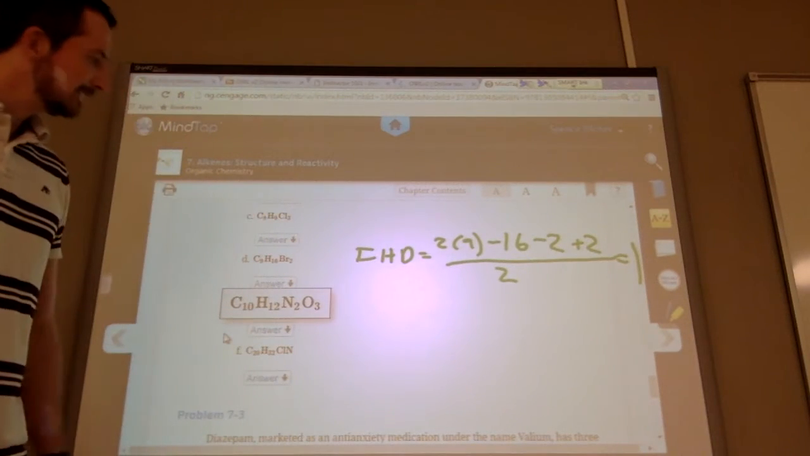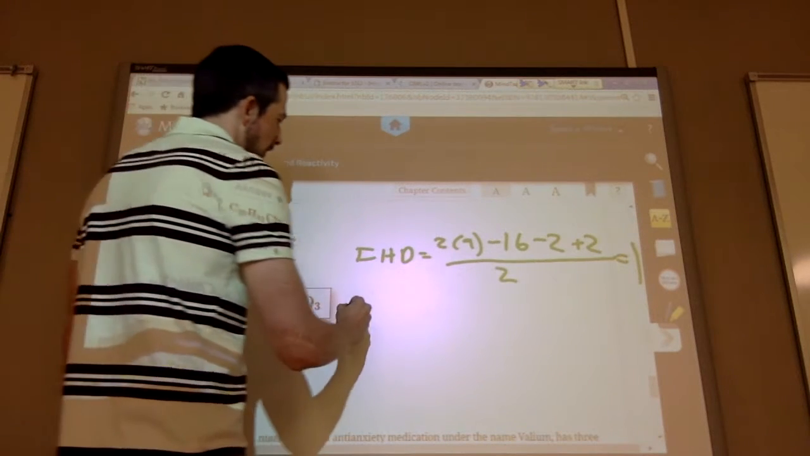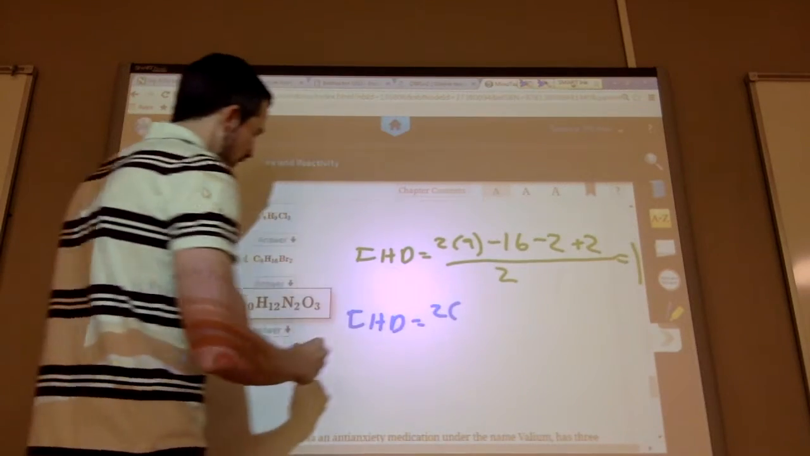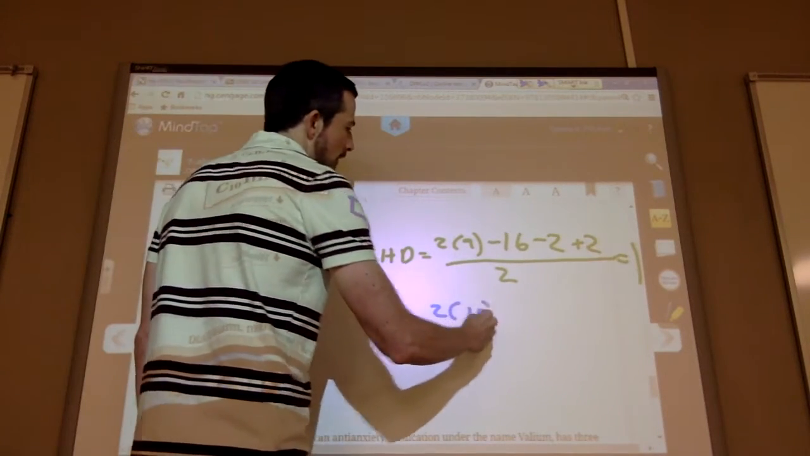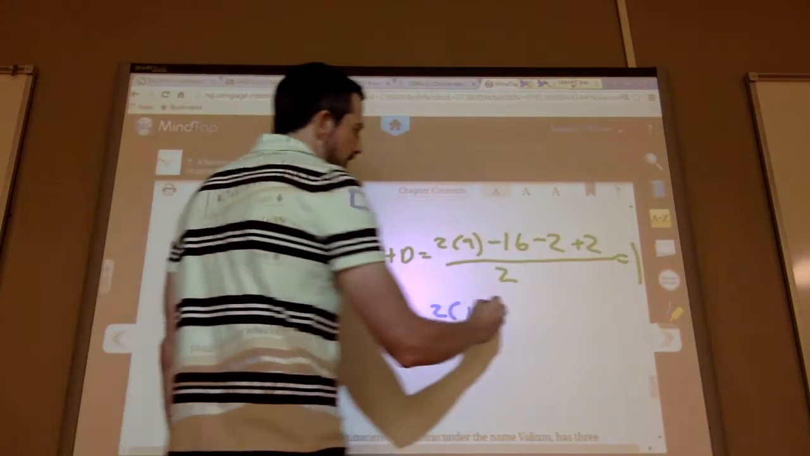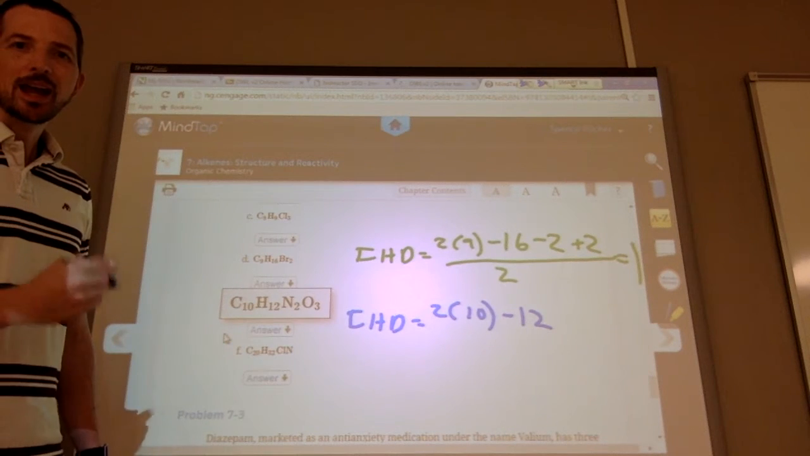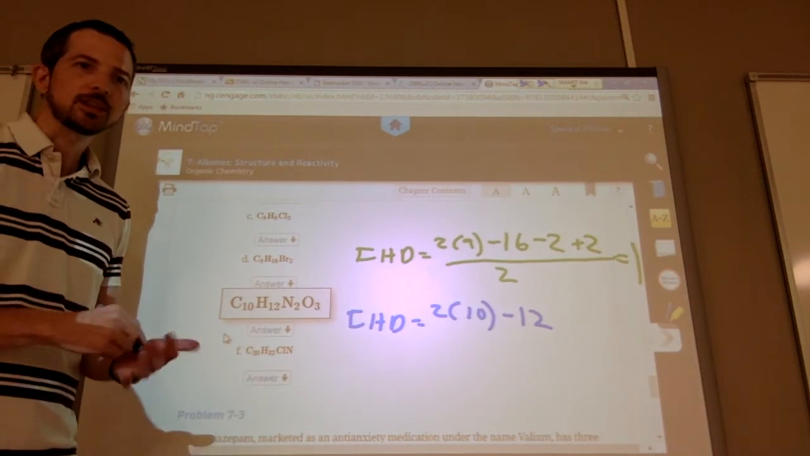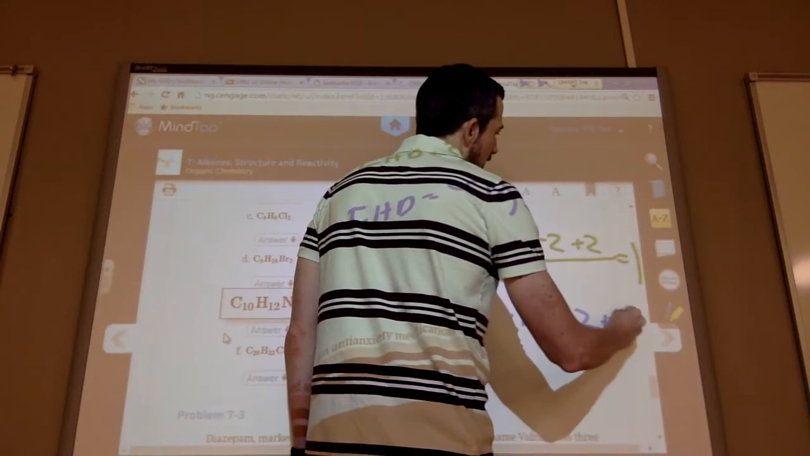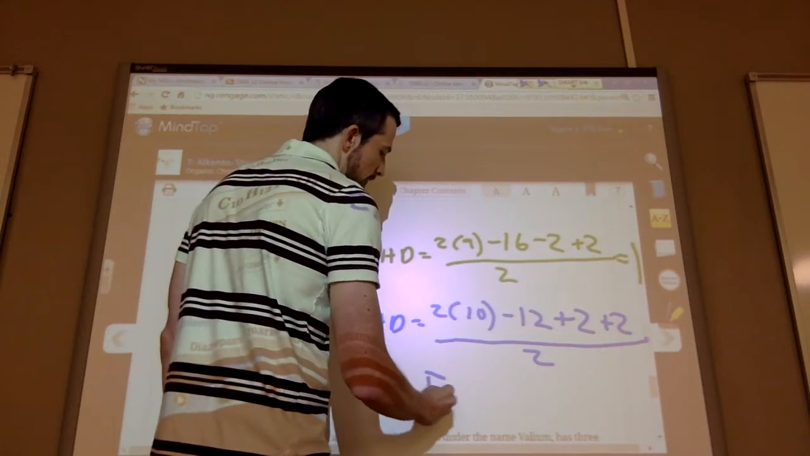So I have C10H12N2O3. So 2 times 10, minus hydrogens, minus 12. 2 nitrogens, you add nitrogen. So subtract halogens, add nitrogens. Ignore oxygens. And then just plus 2 divided by 2.